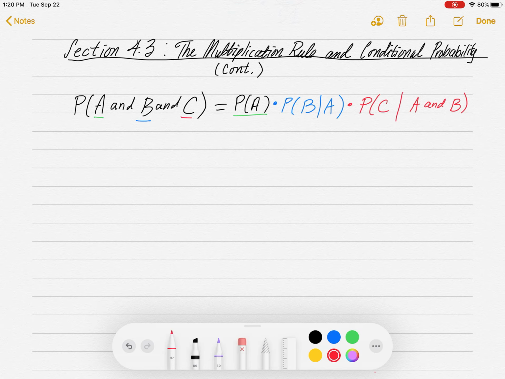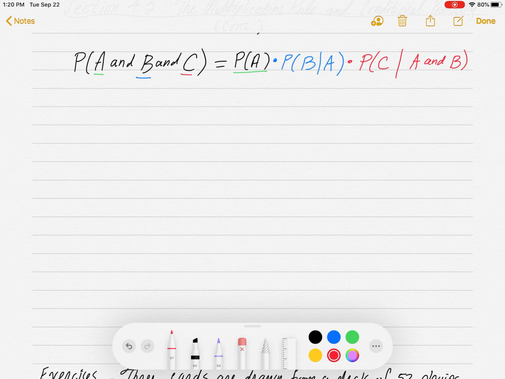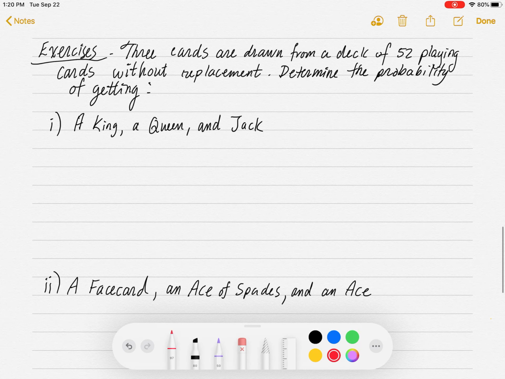This is called the generalization of the multiplication rule. It is the multiplication rule, but generalized to three events. And you can do it for 4 events and 5 events and as many events as you want. So we want to do a few problems involving 3 events. So let's say you got 3 cards that are drawn from a deck of 52 playing cards.